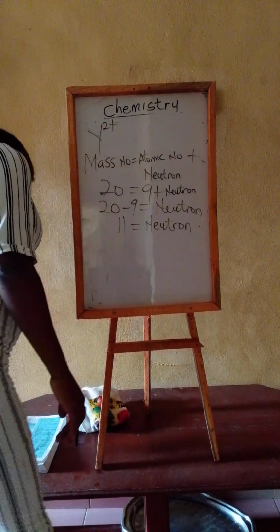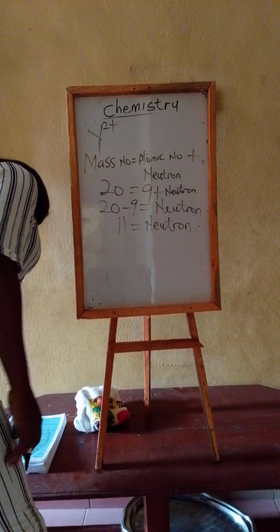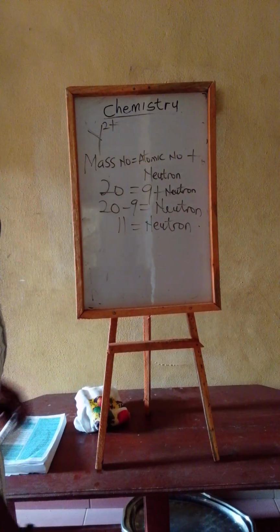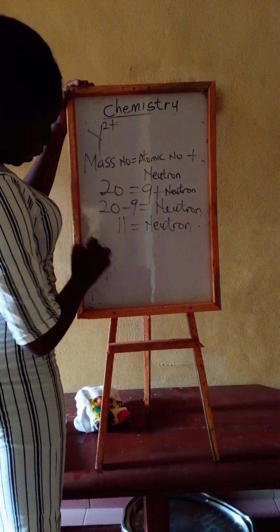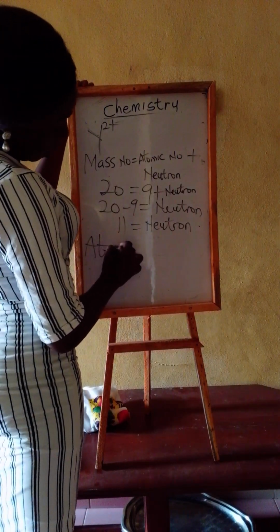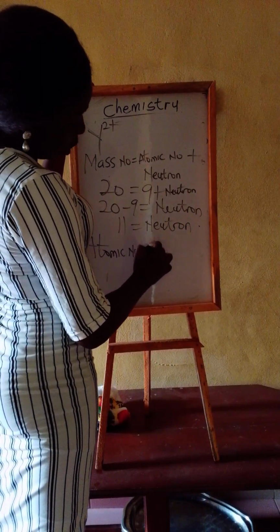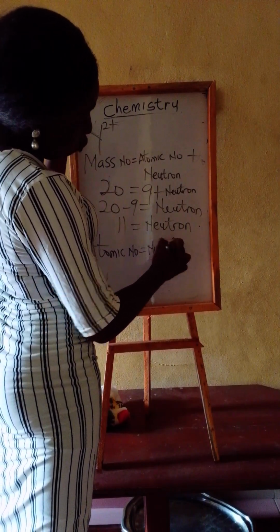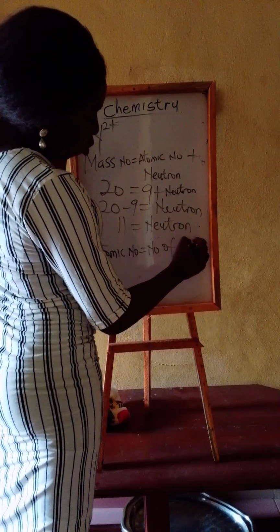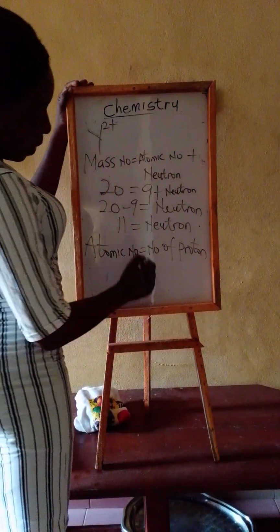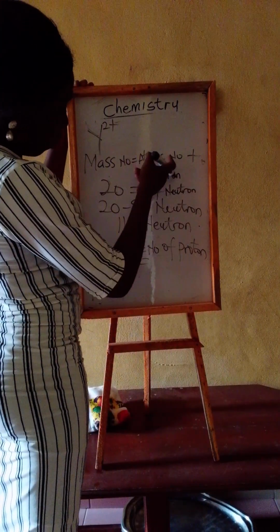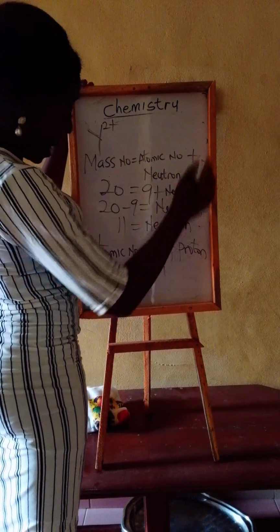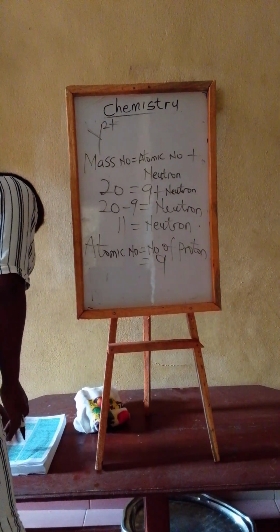So we are asked to calculate the number of proton. Very simple. What do you do? Atomic number equals number of proton. What is the number of proton? The atomic number is 9. So automatically it equals 9.